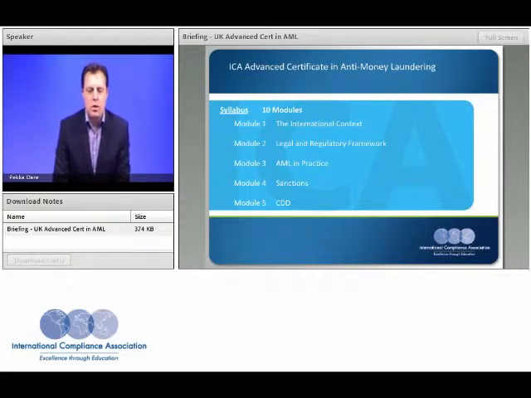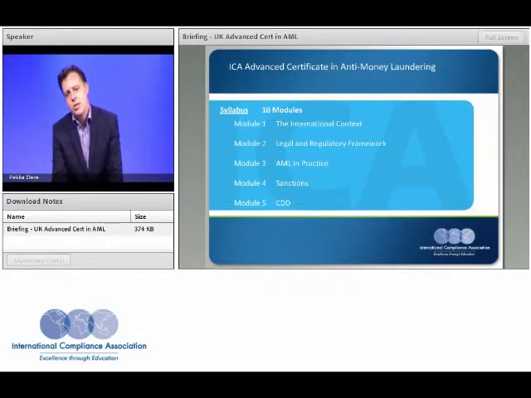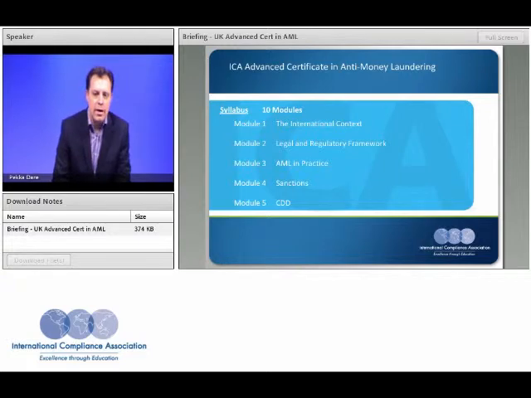Then in Module 2, we'll look at the actual law and regulation and practice. So what does the law actually say in the UK around anti-money laundering and what we're expected to do about it? And crucially, what does that mean in practice? Then we'll look at more detail about AML in practice, and particularly the risk-based approach. So how do we undertake risk assessments? How do we ensure that our controls are matched and proportionate to the risks in question?